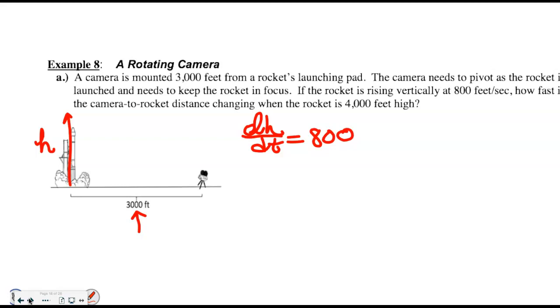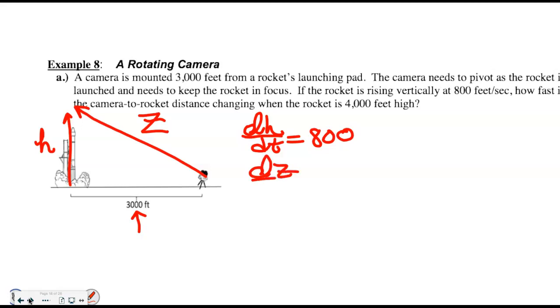if the rocket is rising vertically at 800 feet, how fast is the camera to rocket distance changing? I have to draw that in. I have to note that that is changing. So what do I have to put on it? A variable. They chose z last hour, so I'm just going to stick with it because I have people who are going to be working together out of different hours. Okay? So we're just going to do that. What am I supposed to find?